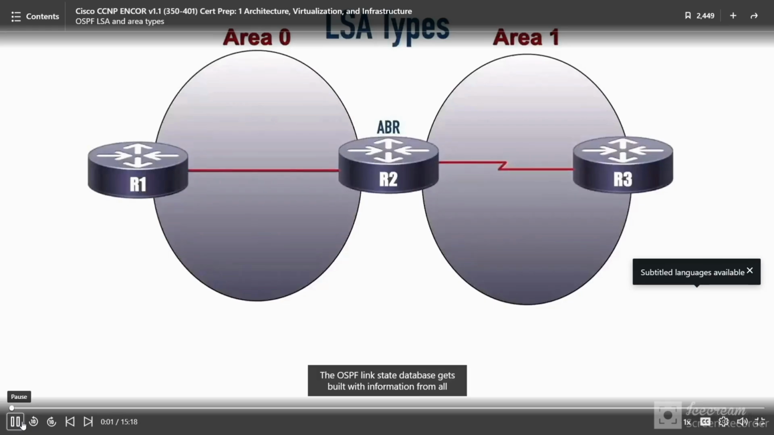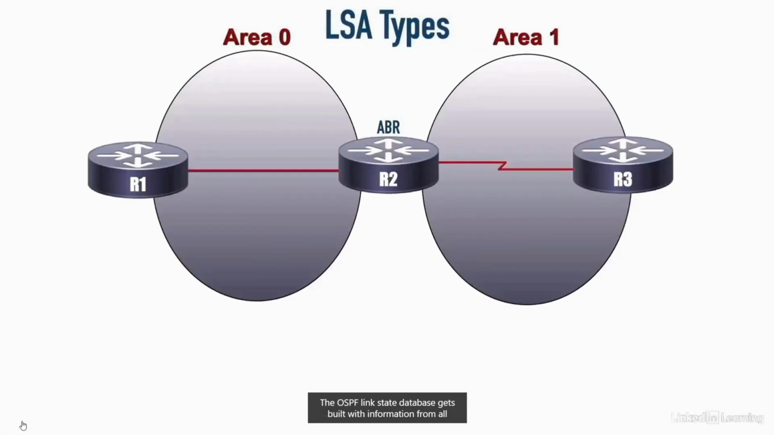The OSPF link state database gets built with information from all the different routers within an area. This information is sent as LSAs, link state advertisements, and those link state advertisements are sent inside of LSU, link state update packets. And when we're talking about LSAs, we need to understand they're of different types, and it's important that you understand the different LSA types we're going to be talking about in this video.